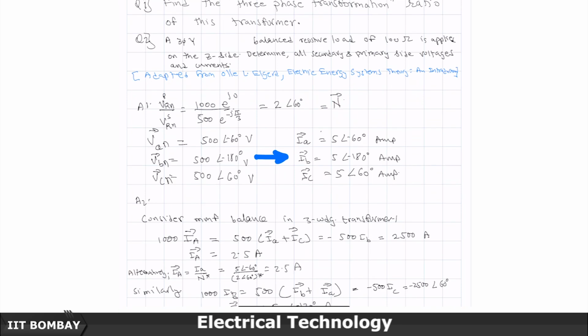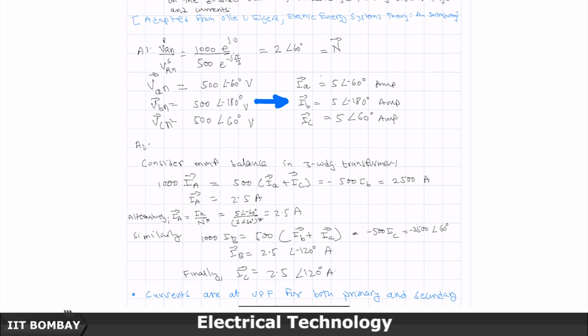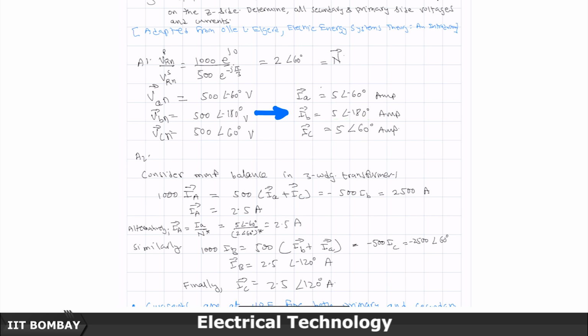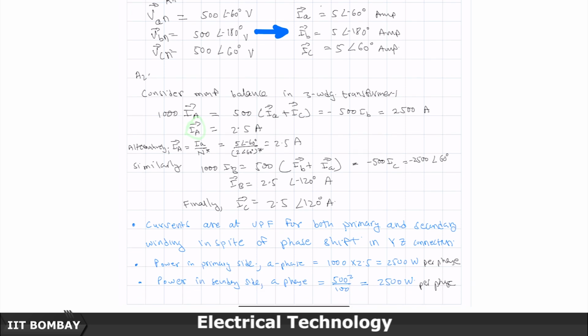Therefore, I get IA plus IB plus IC should be 0 in a balanced circuit. So, I get IA plus IC should be equal to minus 500 IB, and IB I have calculated to be 5 angle minus 180 degrees, so minus 5 amperes. So, 500 times minus minus 5 will give me 2500 amperes, and then dividing by this 1000, I will get 2.5 amperes flowing through IA at an angle of 0, which makes sense because it is a resistive load. So, if the primary A phase voltage is taken to be 1000 volts at angle 0, the current should be at unity power factor on the secondary side, and I should translate that to unity power factor on the primary side.